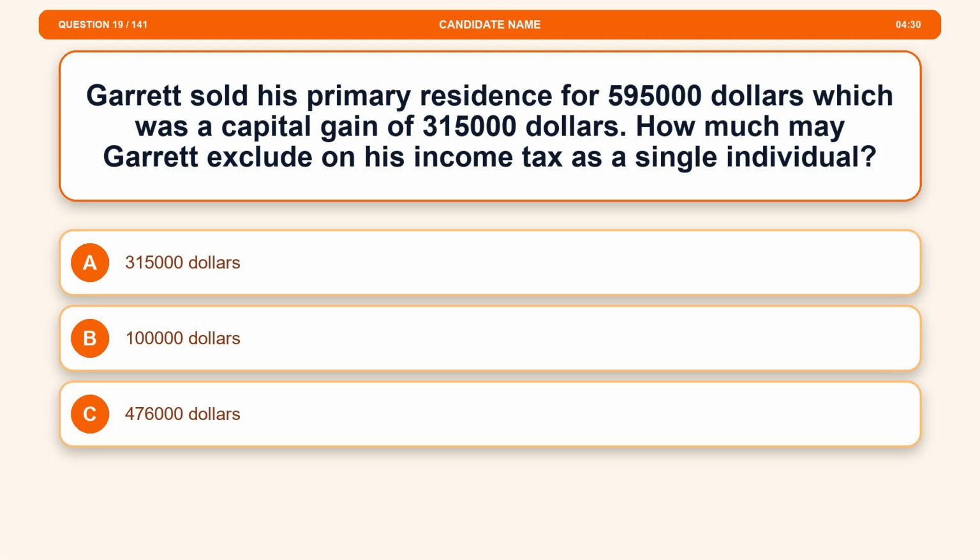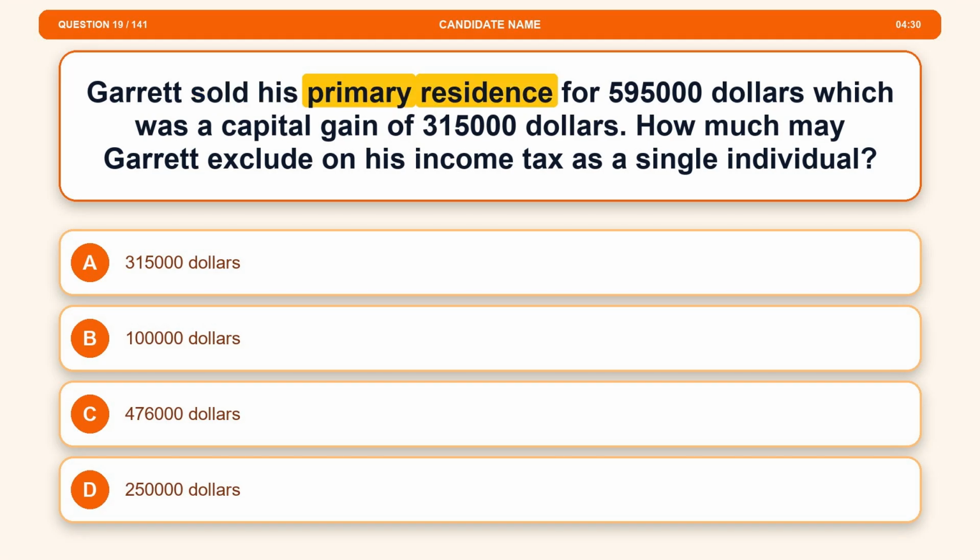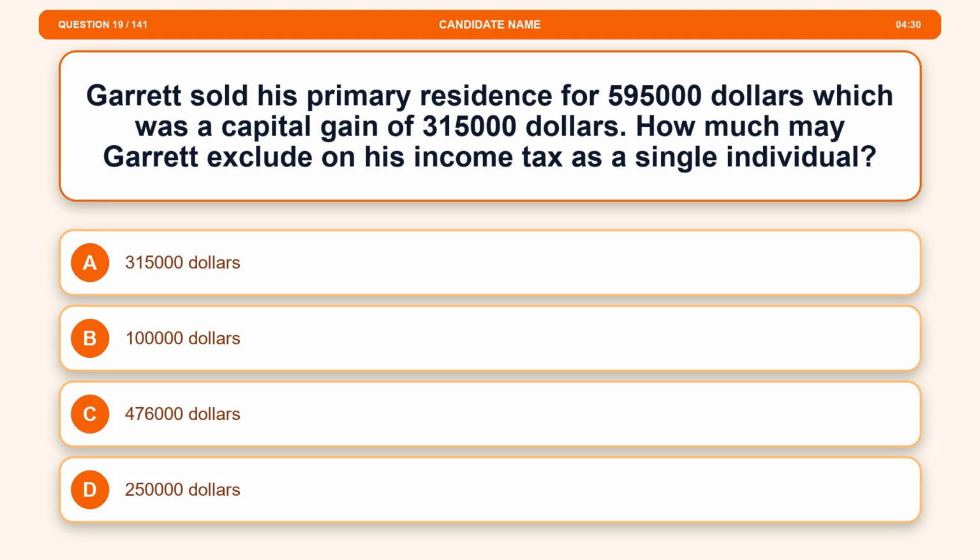Question 19. Garrett sold his primary residence for $595,000, which was a capital gain of $315,000. How much may Garrett exclude on his income tax as a single individual? Option A, $315,000. Option B, $100,000. Option C, $476,000. Option D, $250,000.